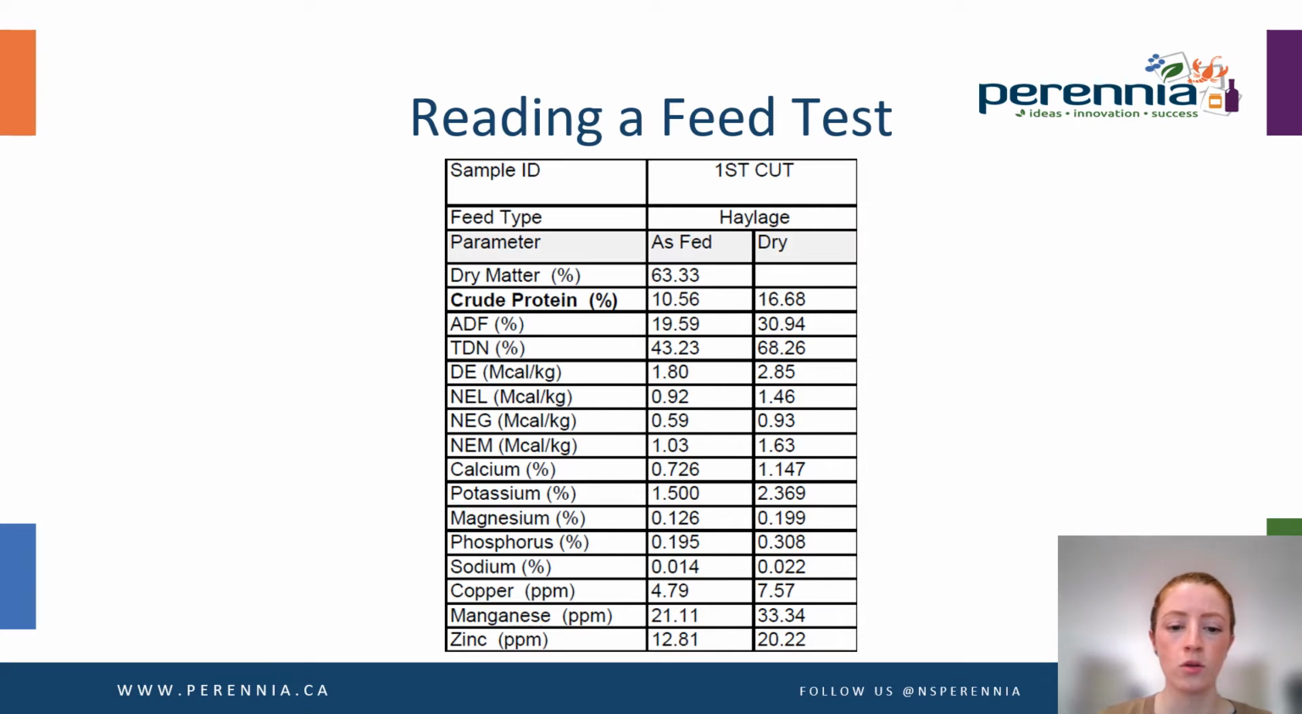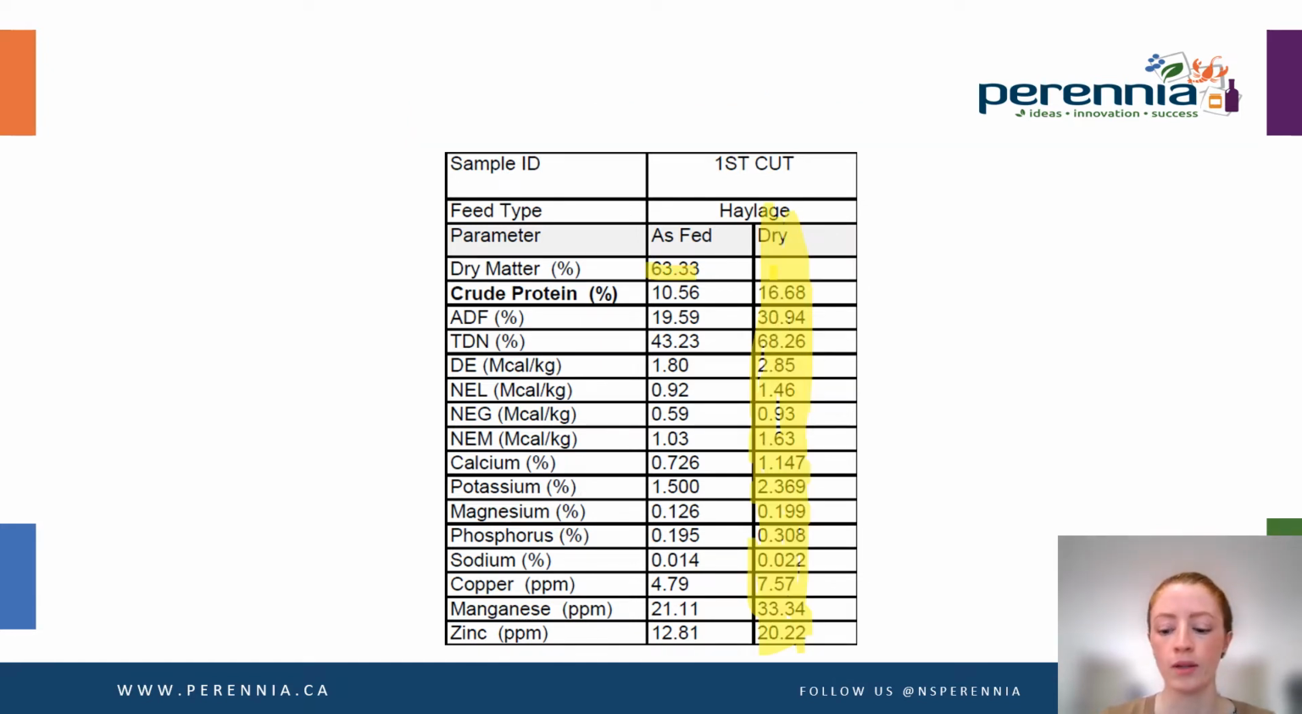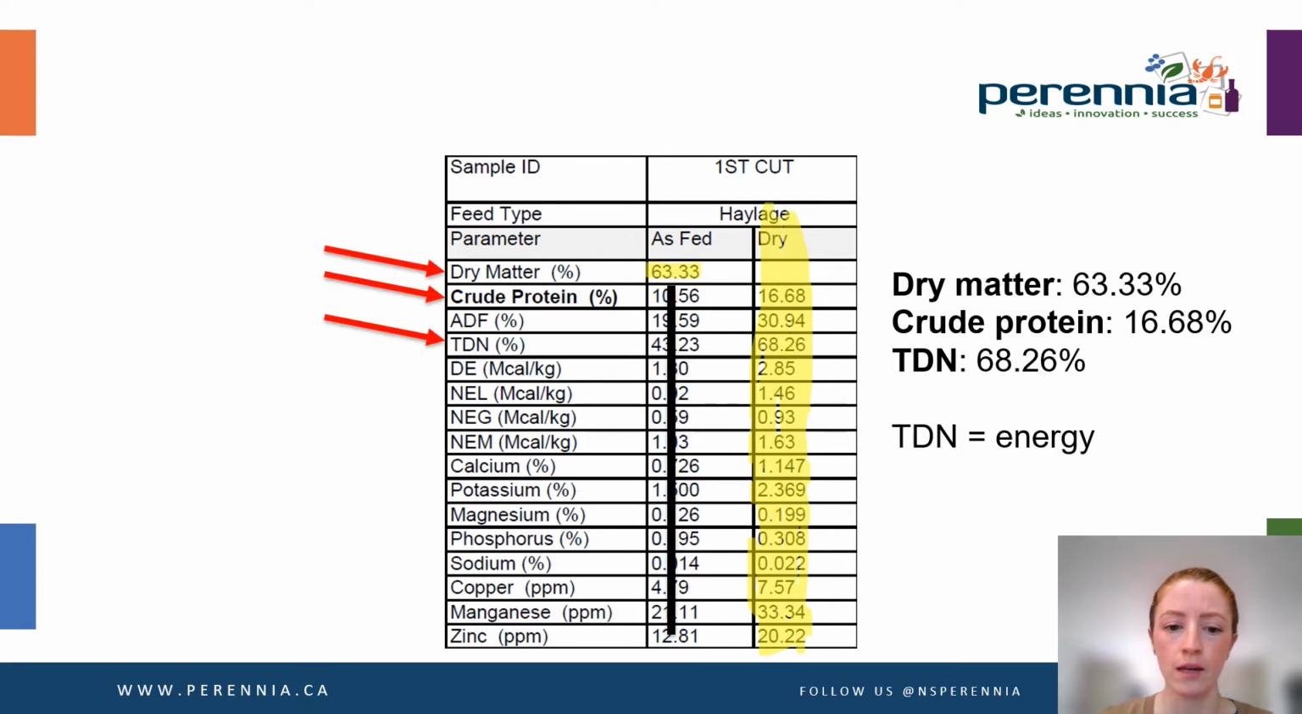You'll see that there are 2 columns. There's as fed and dry. Dry, that's the dry matter basis. This is what we're going to compare all our feeds to. This is what's left after we take out all the moisture, so this allows us to compare different feeds together. This is the only part that I'm paying attention to right now, highlighted in yellow, and I'm going to totally ignore everything in this as fed column other than dry matter.